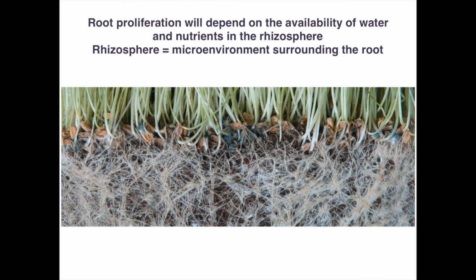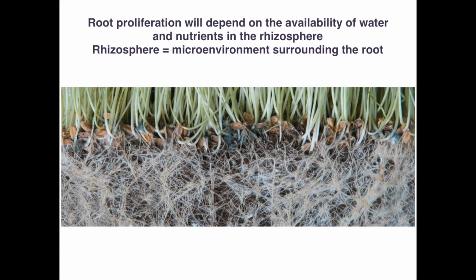So let's think about the impacts on growth. How plants grow and where they allocate their growth is highly dependent on the availability of water and nutrients, especially in this region called the rhizosphere, which is the microenvironment surrounding the root. And plants are so good at searching for and absorbing nutrients wherever they are in the soil. And they also have different physiological strategies that we'll get into a little bit more in the next module.